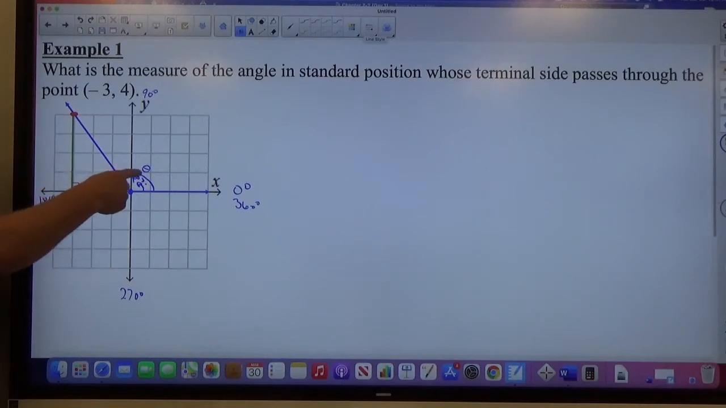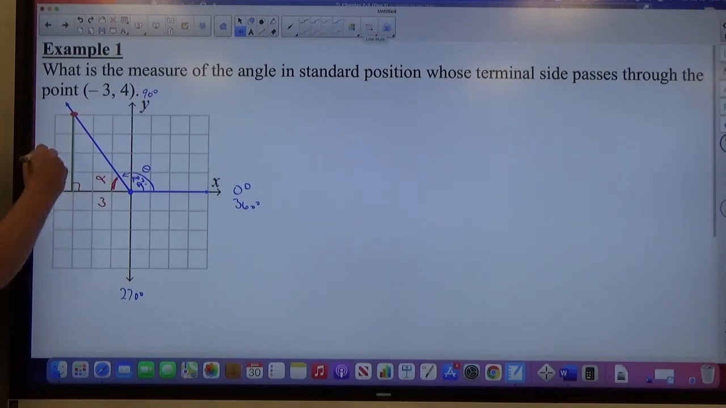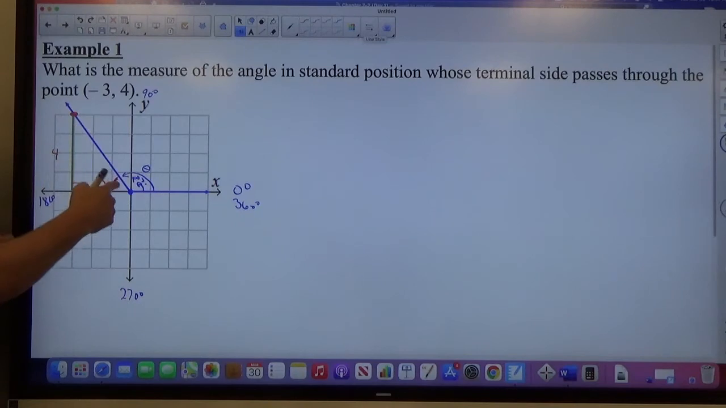Again, my task is to find the measure of this angle. I can use SOHCAHTOA to find this angle. Notice that this length is 3, by counting 1, 2, 3. This length is 4. This length is 5.